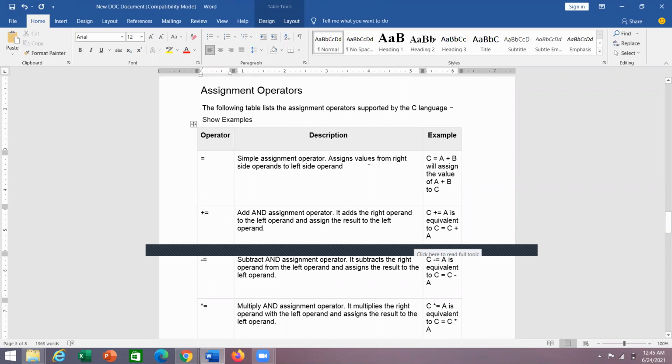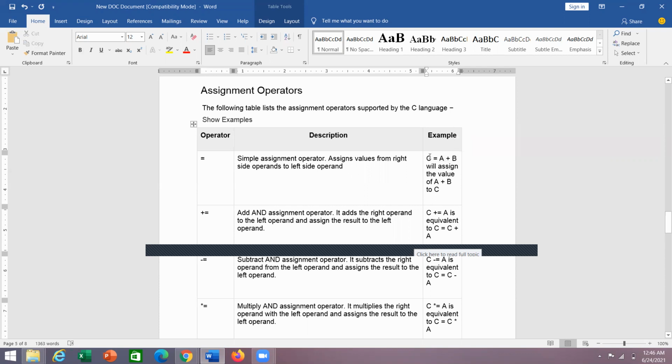Simple assignment operator assigns a value from right side operands to the left side operand. How can we assign the value? We can assign the value from right side operands to the left side operand. So we assign the value of a plus b to c. What is the right side operand here? a plus b are the right side operands, and c is the left side operand.